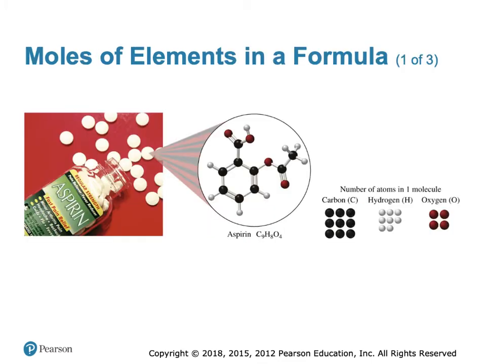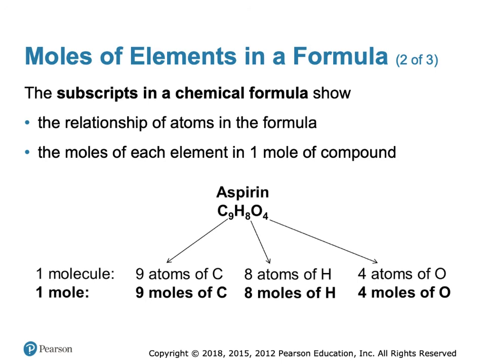Now what we're going to do is look at the moles of elements when we have a chemical formula. So listed here is the chemical formula for aspirin. And what you can see in expanded form is that there are 9 carbons, 8 hydrogens, and 4 oxygens present. The subscripts in a chemical formula show the relationship of atoms in the formula, the moles of each element in 1 mole of a compound.